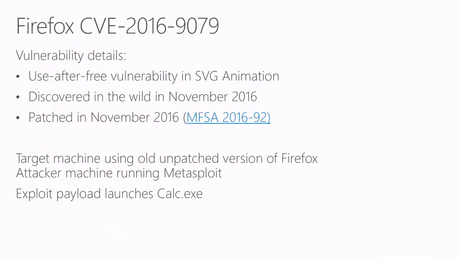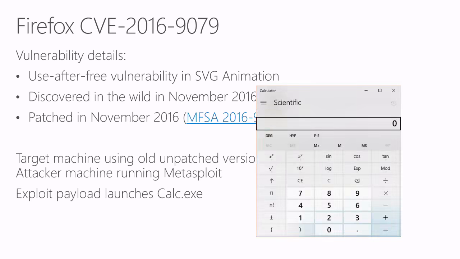So the vulnerability that I'm going to be demoing is this CVE, which was a use after free in the Firefox SVG animation code. As I said, it was discovered in the wild and then patched within a month by Mozilla. The targeted machine is going to be using an old version, and I'm going to be running Metasploit's existing exploit library to target the vulnerable machine. And just to have something visible that you can see when the exploit succeeds, I'm going to be launching calc.exe, so that familiar attacker payday of having the calc pop is going to be the payday.